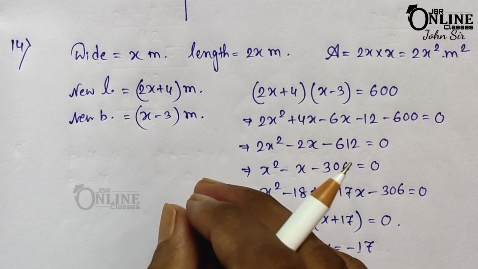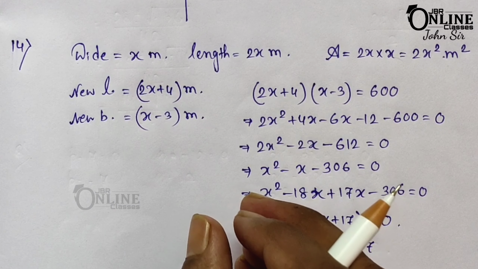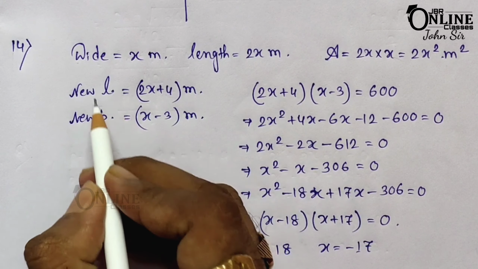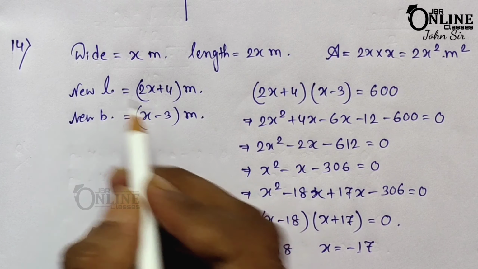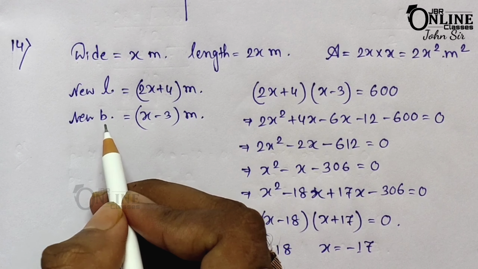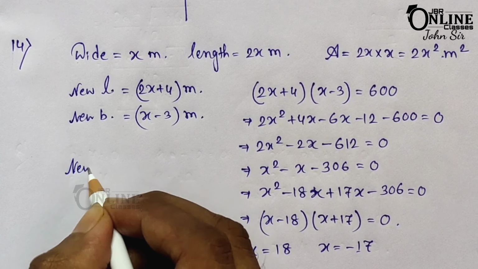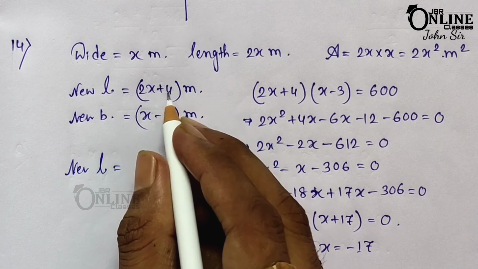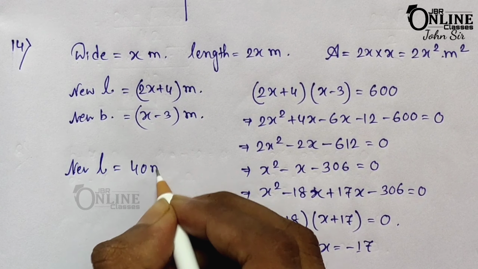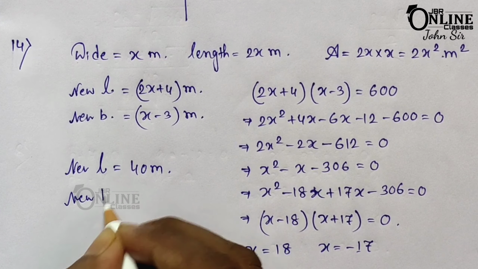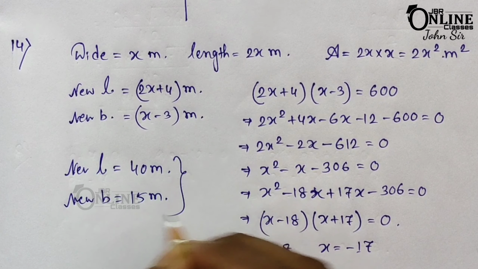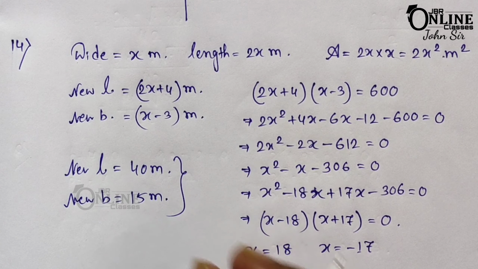Now you have to find out the dimension of the new rectangle. Dimension means length and breadth. So here the new length will be 2 into 18, that means 36 plus 4, that equal to 40 meter, and the new breadth here 18 minus 3, that equal to 15 meter. So 40 and 15 is your answer.